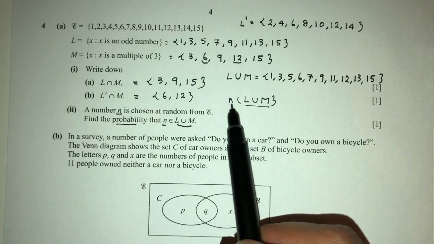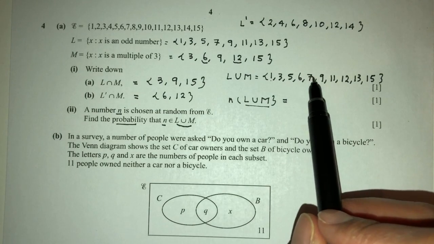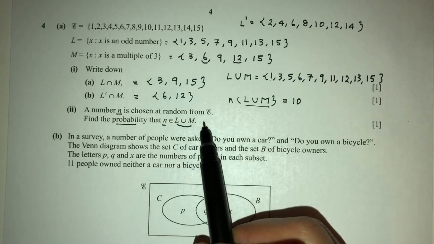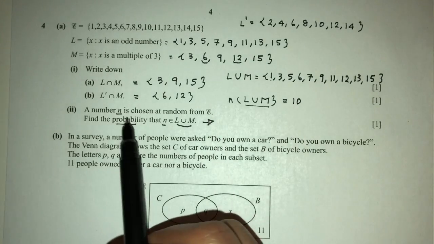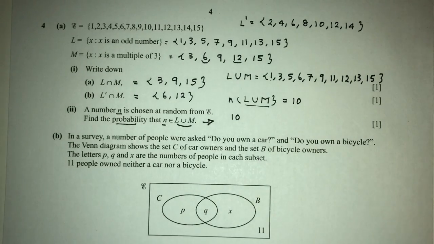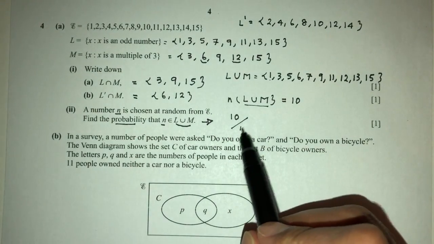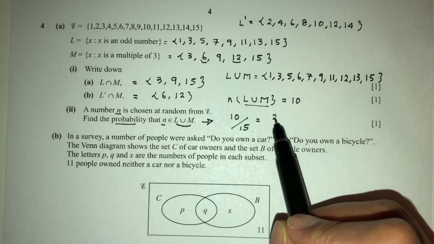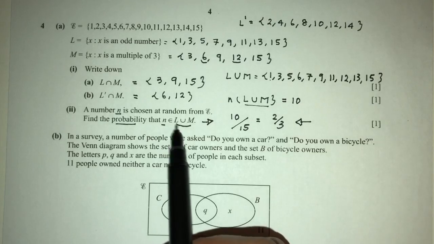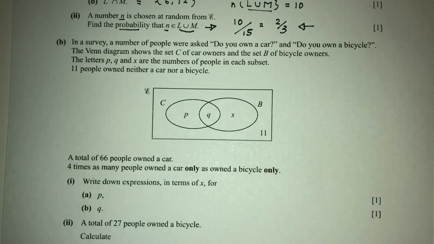Now let's find the number of elements. The number of elements in that will be 1, 2, 3, 4, 5, 6, 7, 8, 9, 10. So 10. Which means the chance of us choosing a number from this set will be 10, because we have 10 numbers in that set, over the universal set has 15 elements. So your answer will be 2 over 3. That will be the chance of choosing a number from this set. That is part A. Now for part B, let's see what do we have.